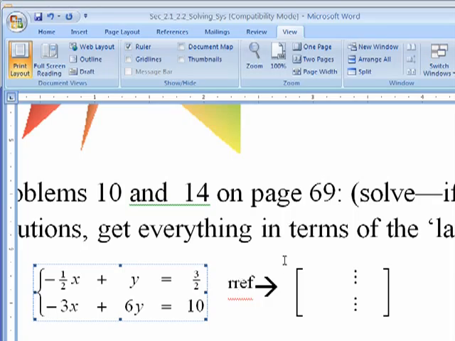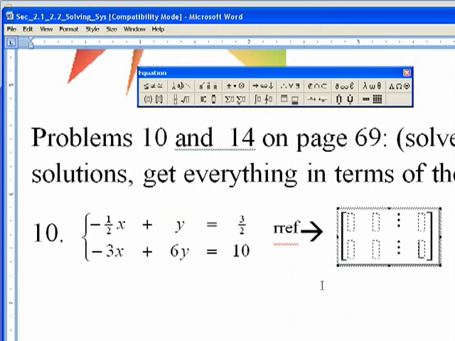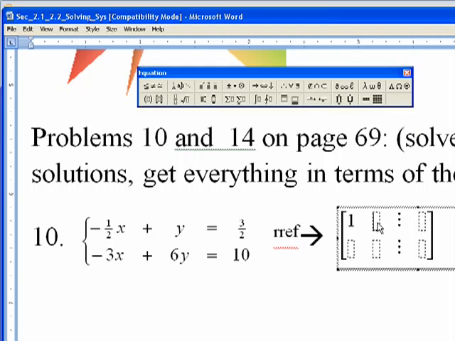And then here's what I get for this one. I get 1, negative 2, 0 for the top row, and then 0, 0, 1 for the second row.